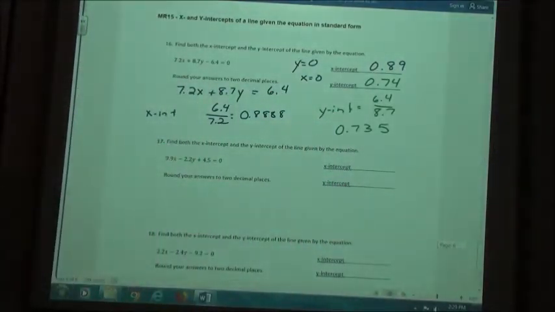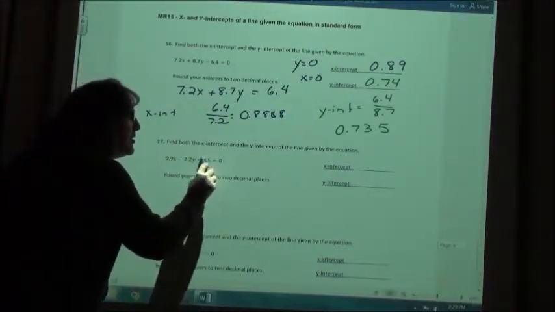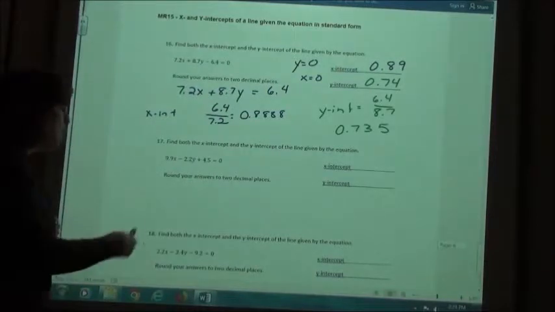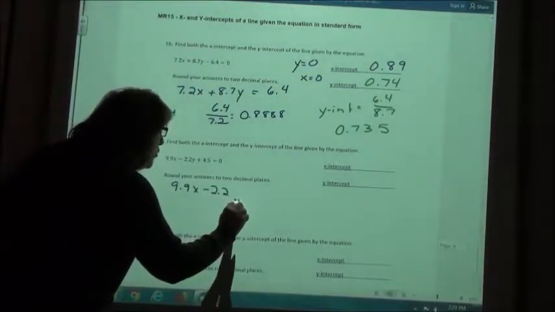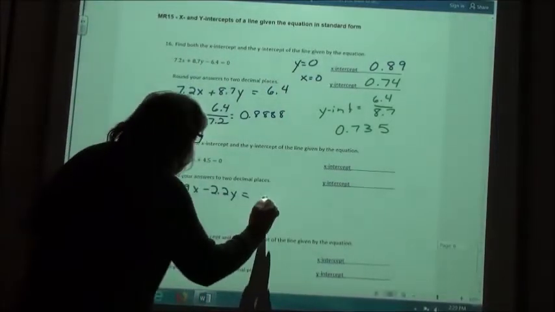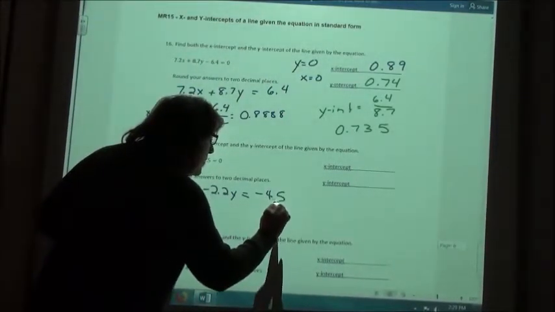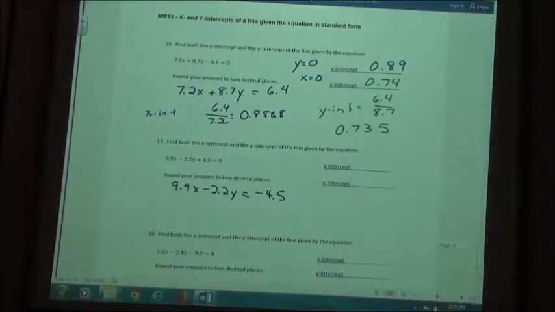So number 17, same kind of thing. I want to find my x and y-intercept. First thing I'm going to do is move this over so I have it in standard form. So I have 9.9x minus 2.2y equals negative 4.5.